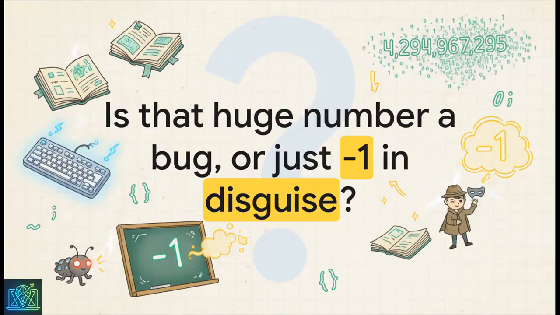So I'm going to leave you with this final thought. The next time you're coding and you get a bug and some gigantic, random-looking number pops up on your screen, take a breath, don't panic. Just ask yourself, wait a second, could that giant number just be our old friend -1 wearing a really clever disguise?